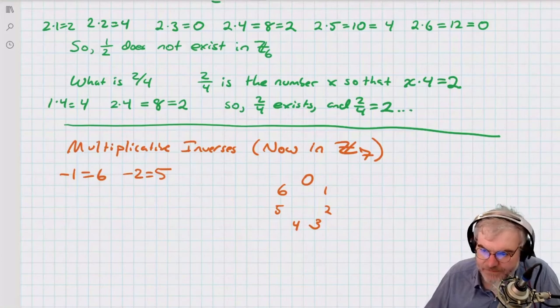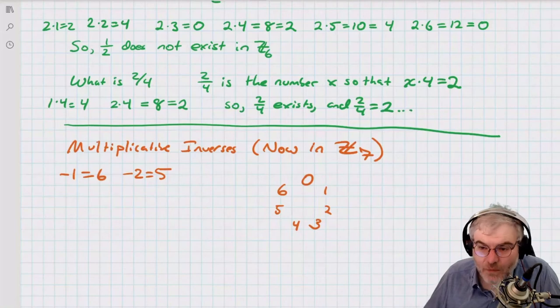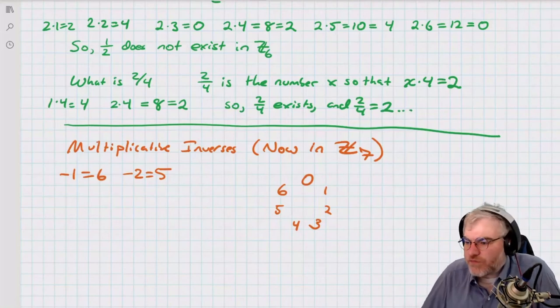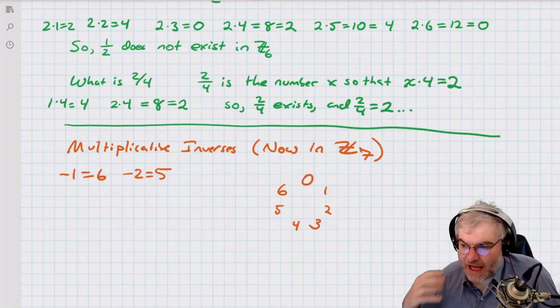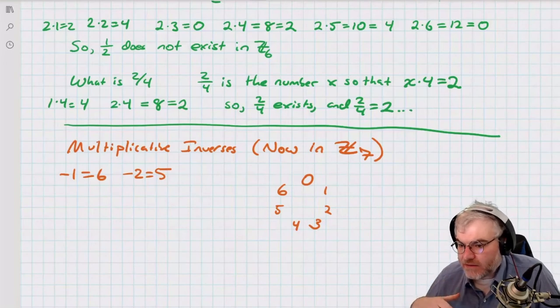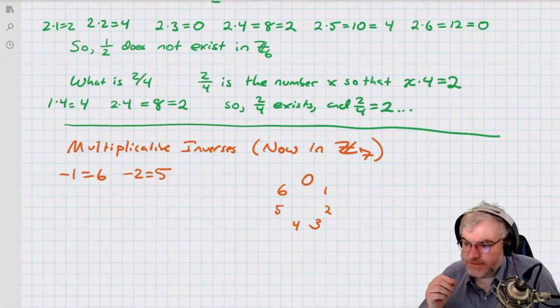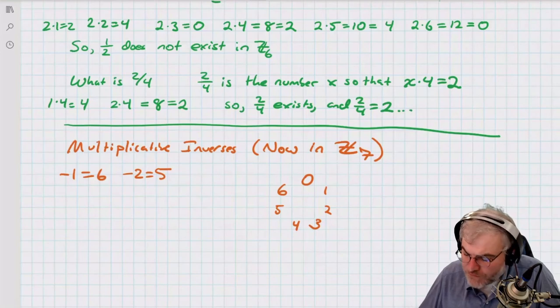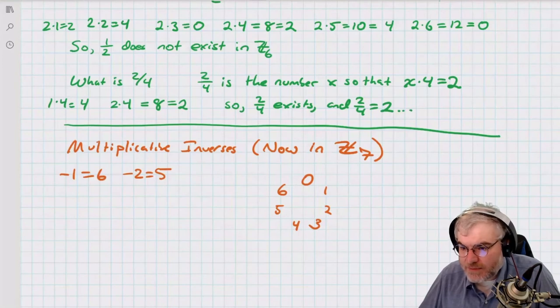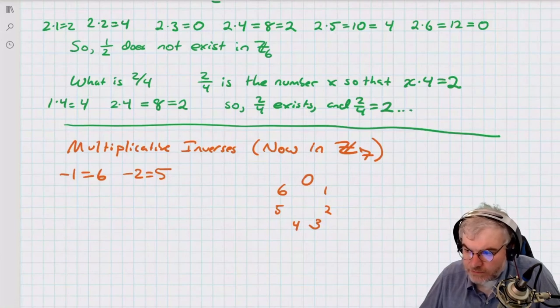Someone just asked, can we call 2/4 equal to 1/2? No, because 1/2 means something. 1/2 means the number x, so that when I multiply by 2, I get 1. So it means something different. And remember that 2/4 equals 2. And 2 times 2 is 4. So it doesn't work. It's not 1.